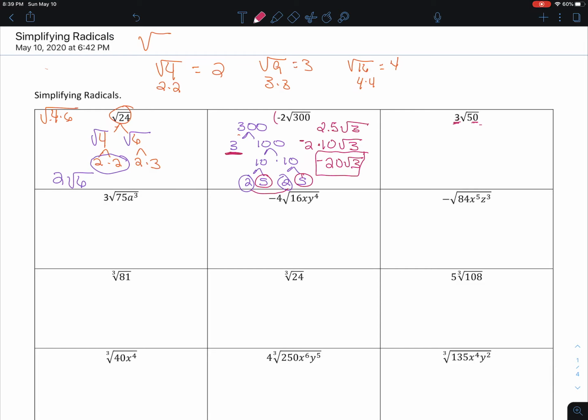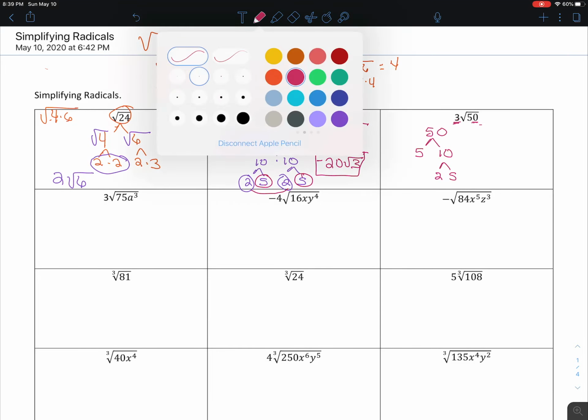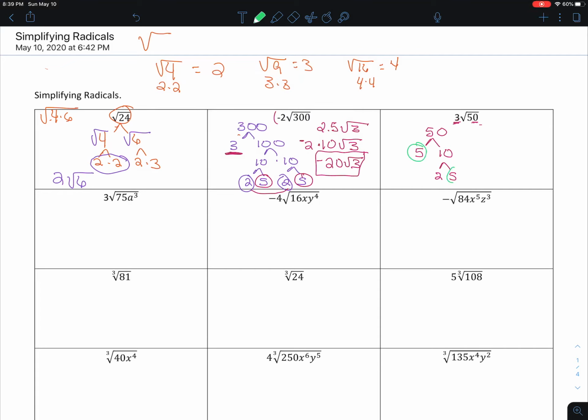So let's try 50. So we take 50. What two numbers can I multiply to get 50? 5 and 10. What two numbers can I multiply to get 10? 2 and 5. So where are my pairs? My pairs are going to be, I'll get a different color, green, the 5 and the 5. The pairs come out, so I have 3 times the 5 that came out, and then whatever's left is left inside, so that's 2. So my answer is going to be 15 radical 2. The 5 that came out times the 3 that's in there already.